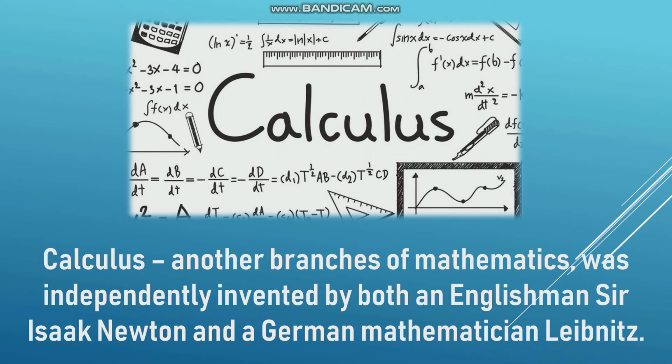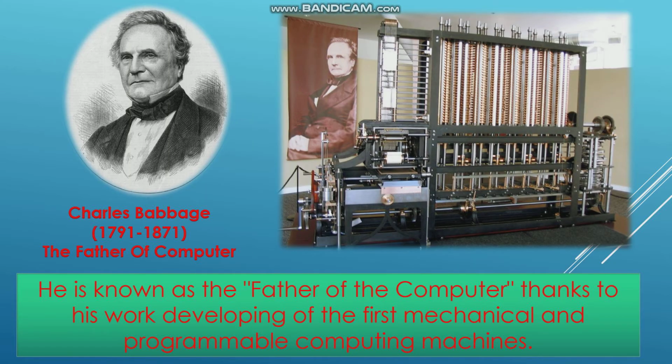Calculus, another branch of mathematics, was independently invented by both an Englishman, Sir Isaac Newton, and a German mathematician, Leibniz. The first real calculating machines appeared in 1820 as a result of several people's experiments. In 1830, Charles Babbage, a gifted English mathematician, proposed to build a general-purpose problem-solving machine that he called the analytical engine.